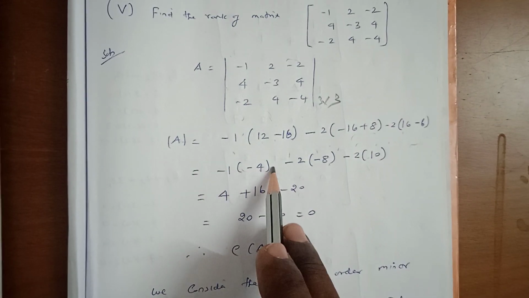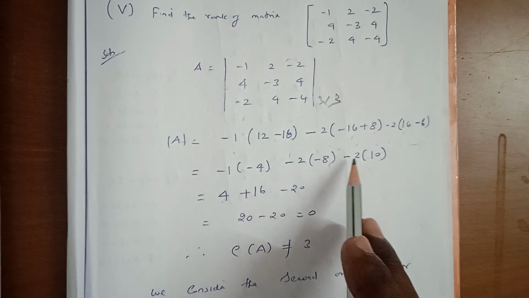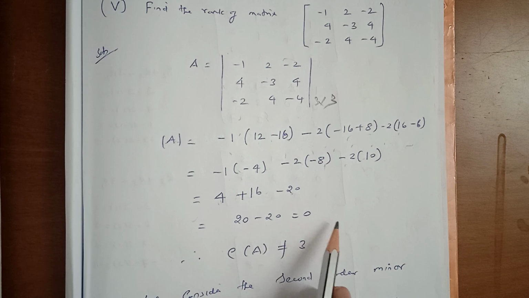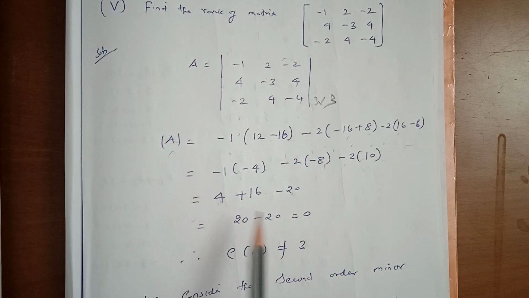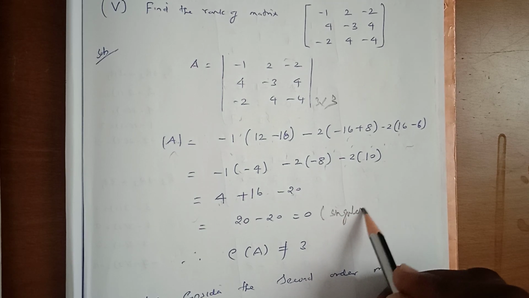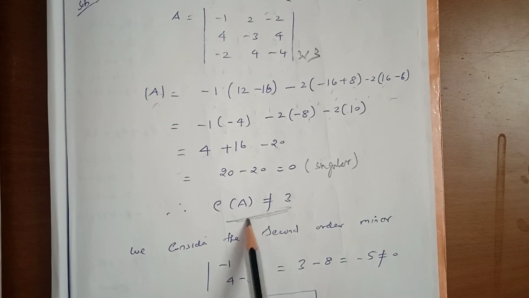So minus 1 into minus 4 is plus 4, and minus 2 into minus 8 is plus 16, minus 2 into 10 is minus 20. So plus 20 minus 20 equal to 0. Since the determinant is equal to 0, this is singular. So the rank value is not equal to 3.